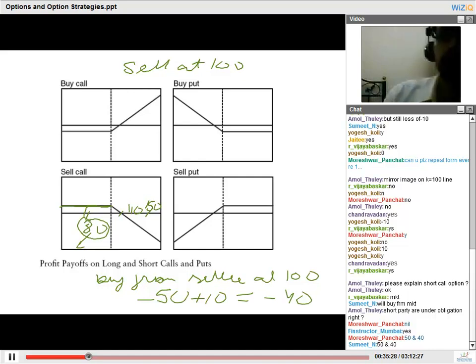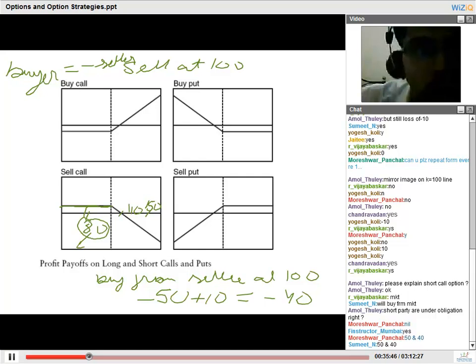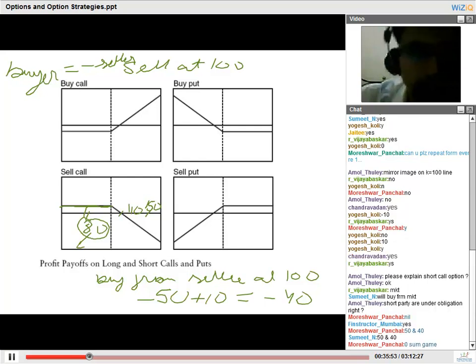So the buy long call or the sell call will always be exactly minus the payoff for the buyer, or the long call will be minus the payoff for the seller or the short call, and vice versa. In all derivatives, guys, for all derivatives, the long party will have the exact opposite payoff as the short party. That's correct, it's a zero-sum game.